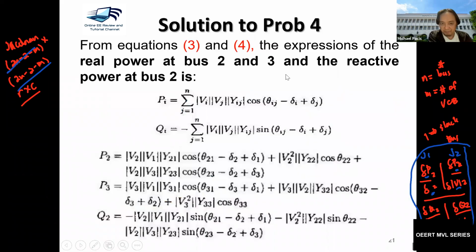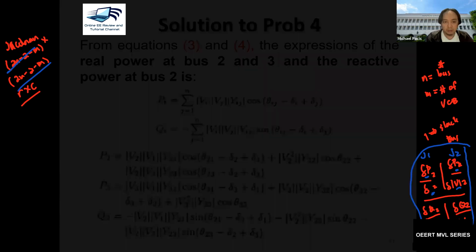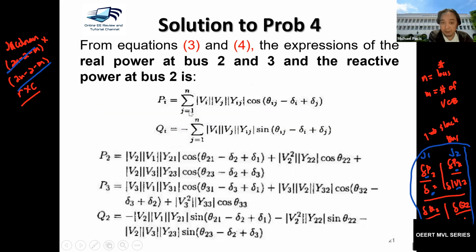Okay, next. From equations 3 and 4, from what we have, you can see here, we need to derive the expression of the real power from bus 2 and bus 3, and the reactive power at bus 2, which is this. This is your P2. Just substitute up to 2 here, and then it will yield this relationship, in terms of cosine. So this is from equations 3 and 4, of the real power at bus 2 and 3.